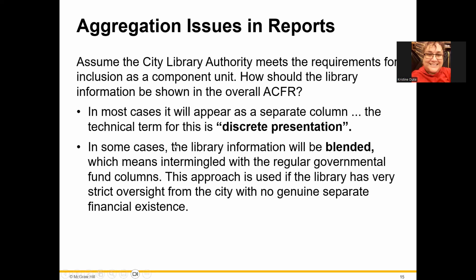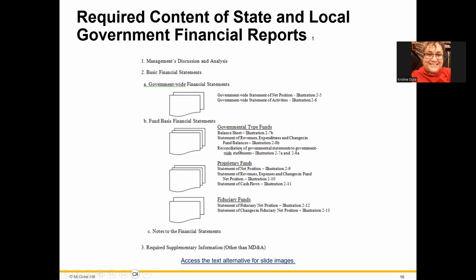So actually ours is a county library. Okay, so here we go. Here is some of the information. Management's discussion and analysis, basic financial statements. We do our government-wide, and then we do our fund basis, and then we do our notes, and we also provide our MDA.